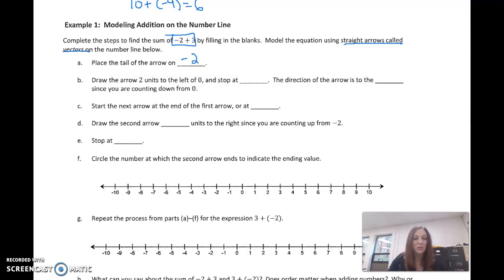So if I come down here to the number line, I'm going to write negative 2 plus 3. I'm sorry, let me fix this. I'm jumping ahead. We start by putting the tail of the arrow on 0. Sorry about that. We're going to put it on 0. And then we're going to draw the arrow 2 units to the left. I'm going to go 2 units left.